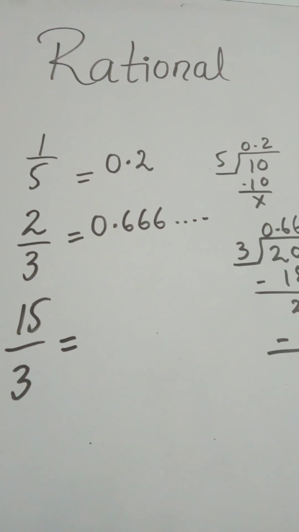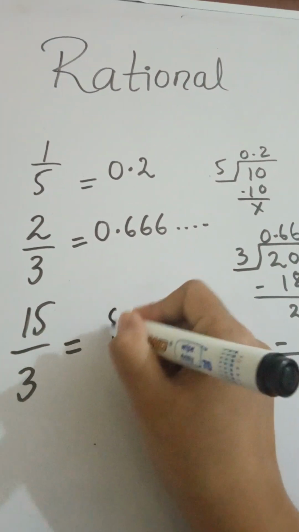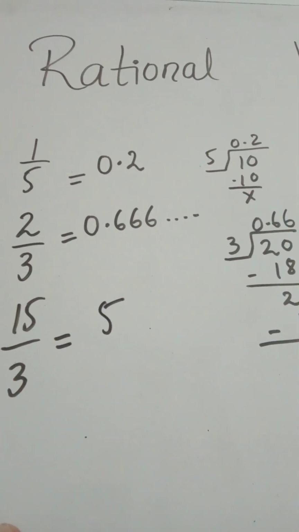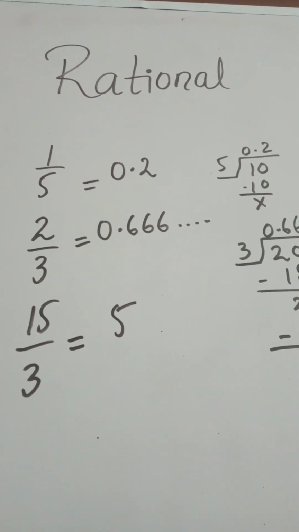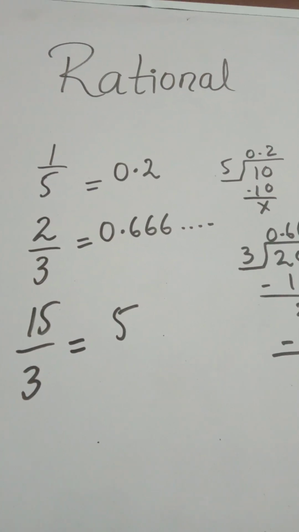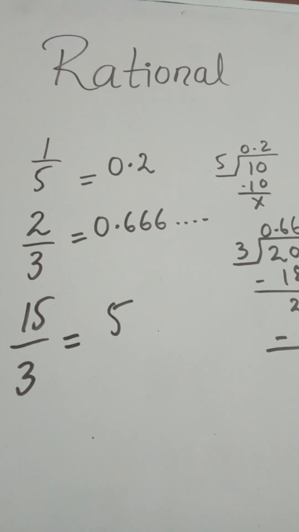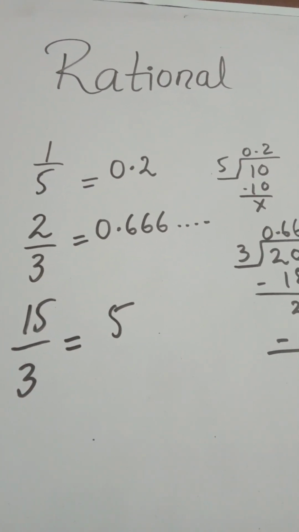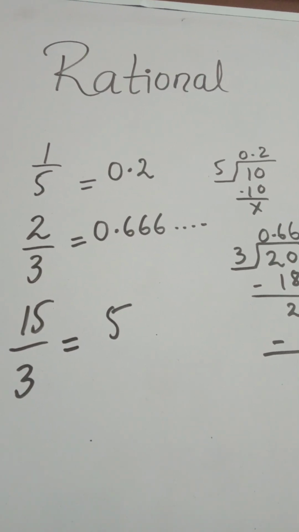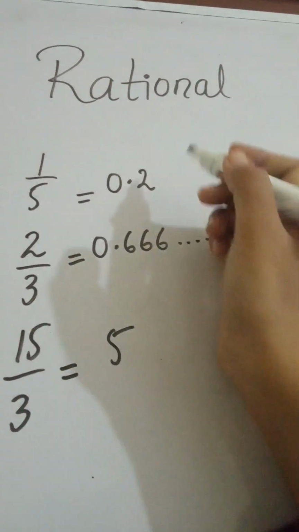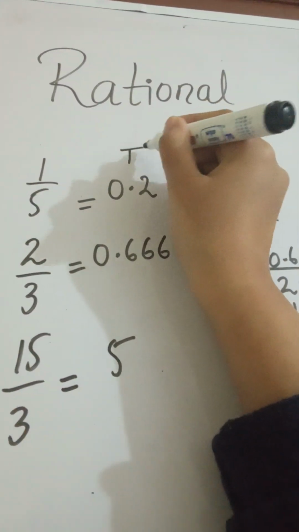Now 15 by 3, we all know 3 times 5 is 15. So the answer is 5. Okay, I have told you what a terminating fraction is. A terminating fraction is one where, when we divide that fraction, we get a decimal number, and after the point, the decimal part has stopped. Okay, this one is a terminating fraction.